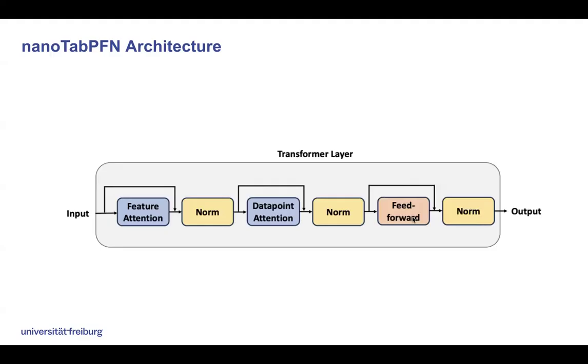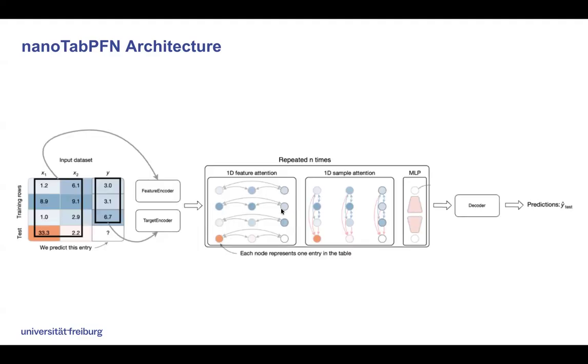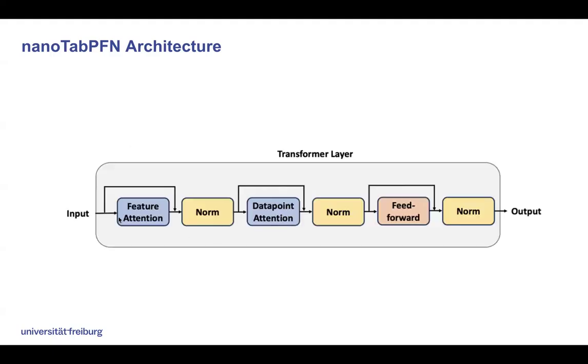Now, one small detail inside this transformer block, which I couldn't visualize here nicely, is that we have residual connections around the attention blocks, and we use a layer norm.